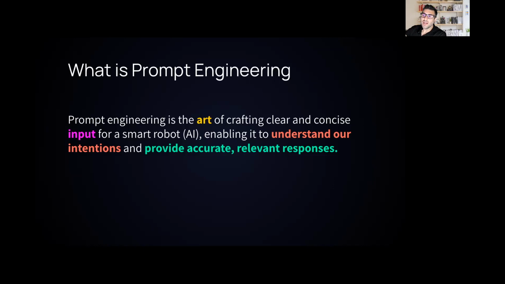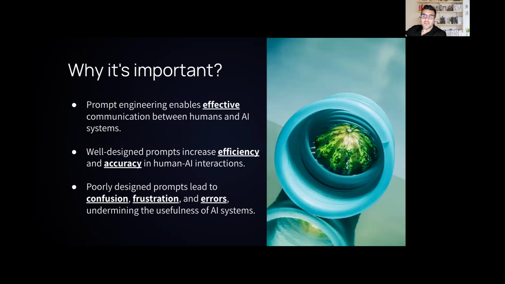So we're trying to help the machine understand what we want and allow it to provide us accurate and relevant responses. So why is this important? This is important because it promotes effective communication between humans and AI systems. And it's an interesting world we live in, where we have to learn how to interact with new smart entities called AI entities. To do that, we need good prompts. And people with good prompts will be more effective in communicating with these AI systems.